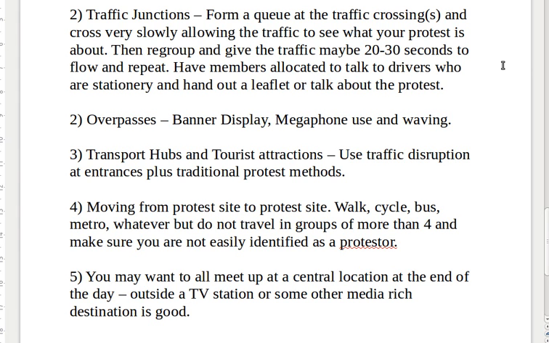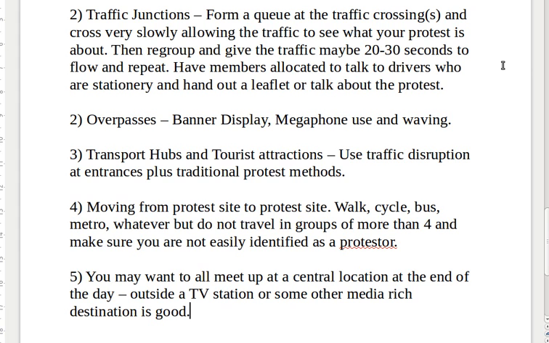Then you regroup and you do your traditional protest methods, chants, all the rest of it. Give the traffic maybe 20 or 30 seconds to flow on to the next protest and repeat. And have members allocated to drivers who are stationary, and maybe they can hand out a leaflet or just simply talk about the protest.